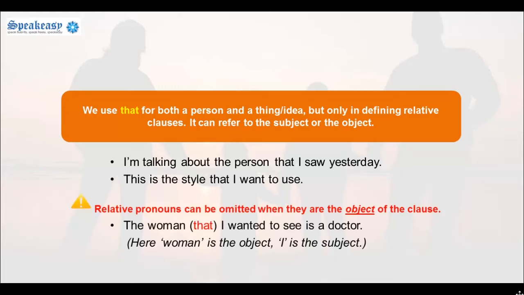Relative pronouns can be omitted when they are the object of the clause. The woman that I wanted to see is a doctor. Here, woman is the object, I is the subject, so it can also read, the woman I wanted to see is a doctor.